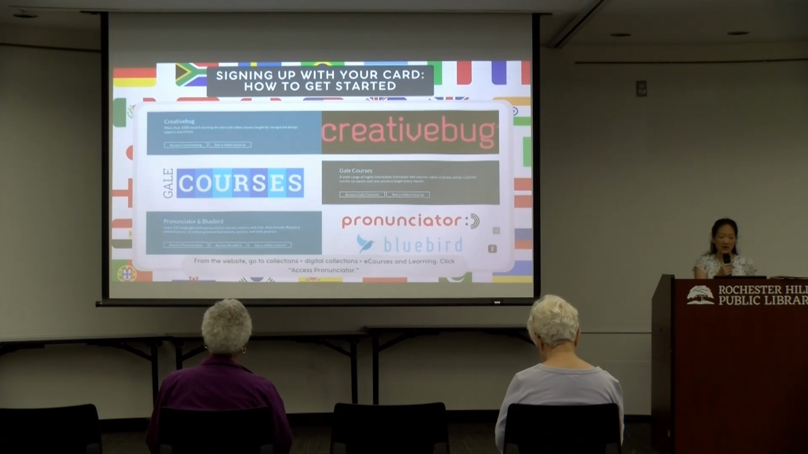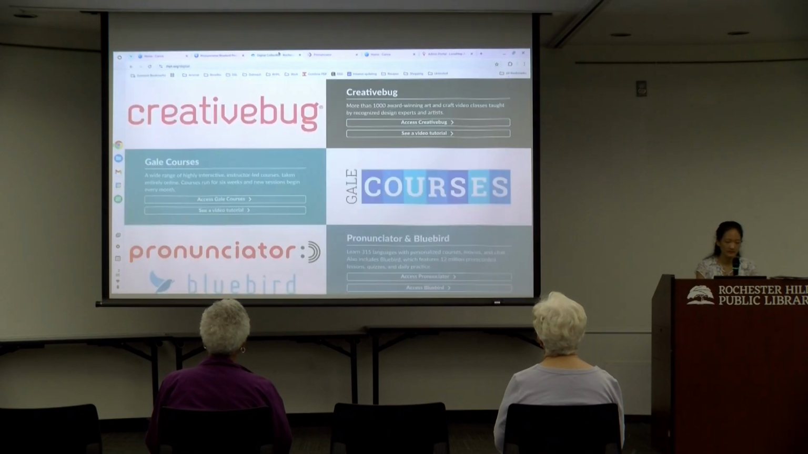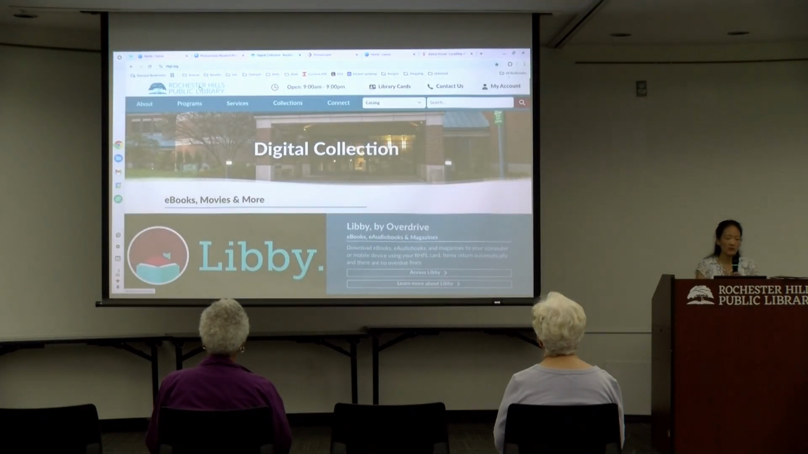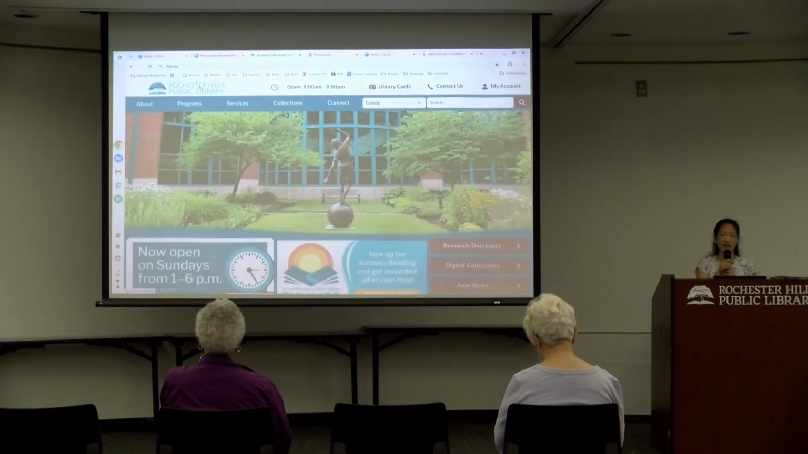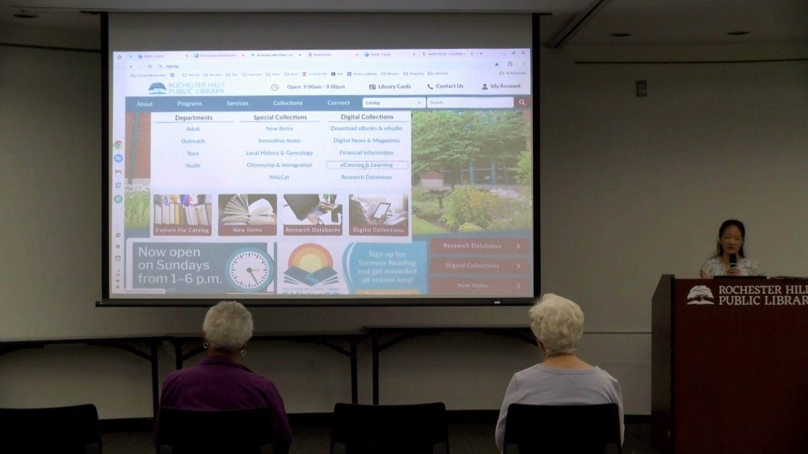All right. So in order to sign up with your library card, you're going to go to the library's website. So I'm going to exit out of the presentation and show you where to go. When you go to the library's website at rhpl.org, you're going to go to the Collections tab. Then under Digital Collections, you're going to click on E-Courses and Learning.